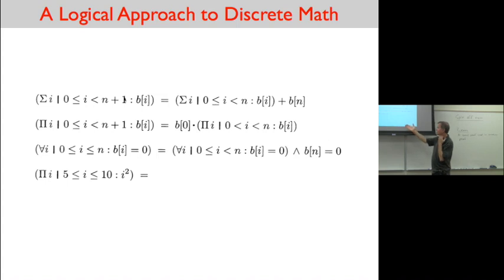All right, Ashley, how about splitting this one off on the left? Okay, it's going to be 5 squared times pi, or say pi. Yeah, the way we say that is product over I. Product over I, range 5 is less than I, less than or equal to 10, body I squared. Yes, very good.